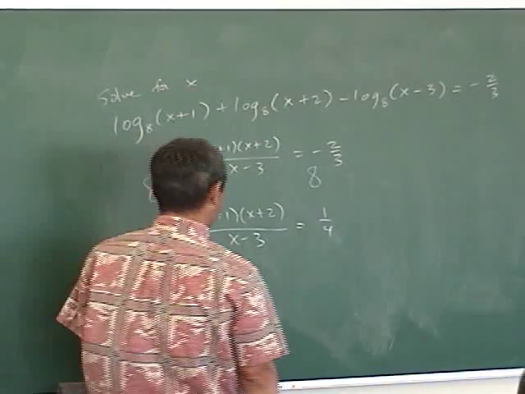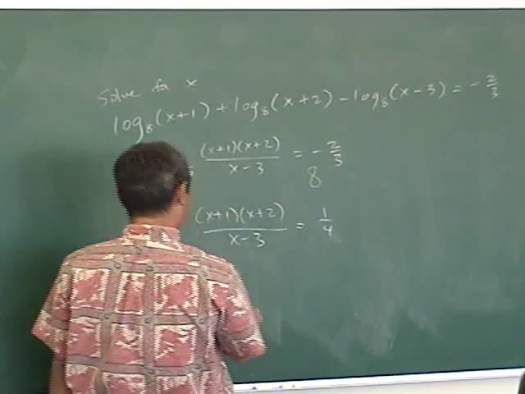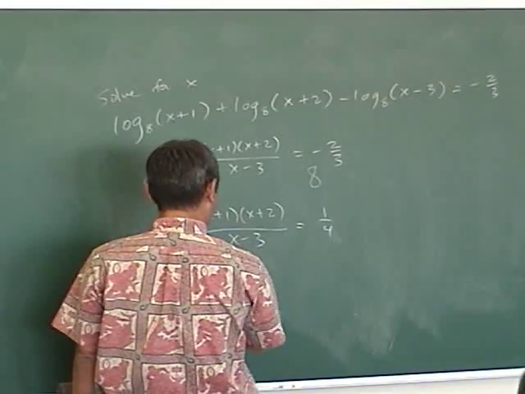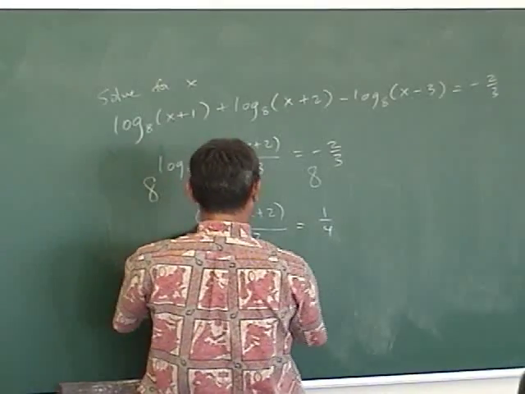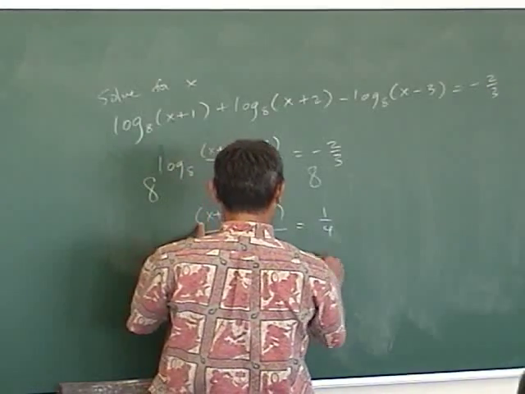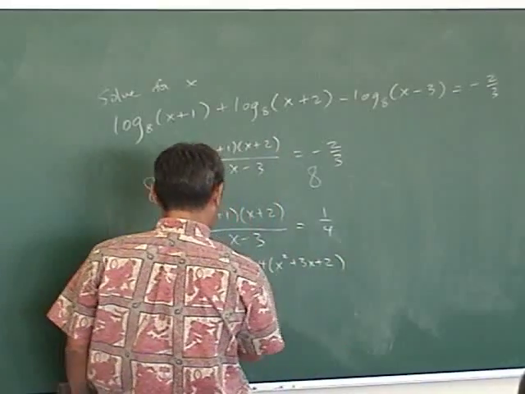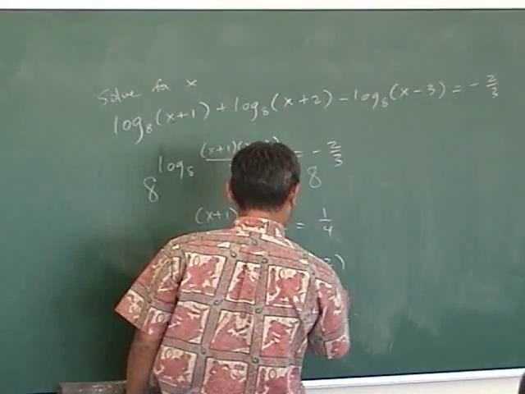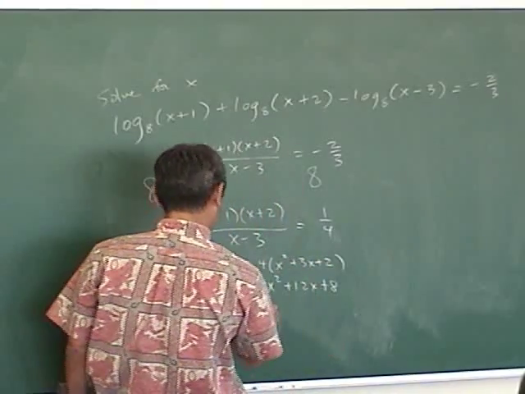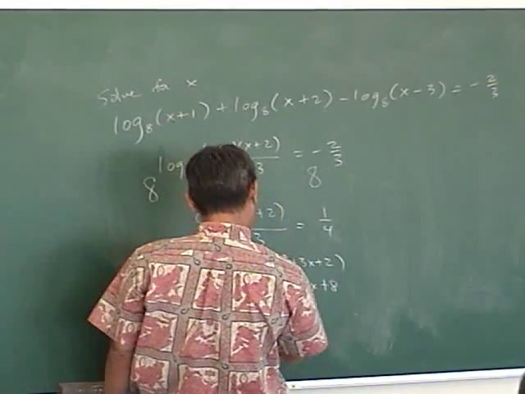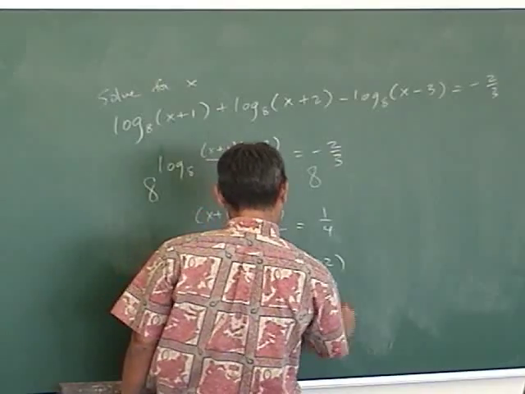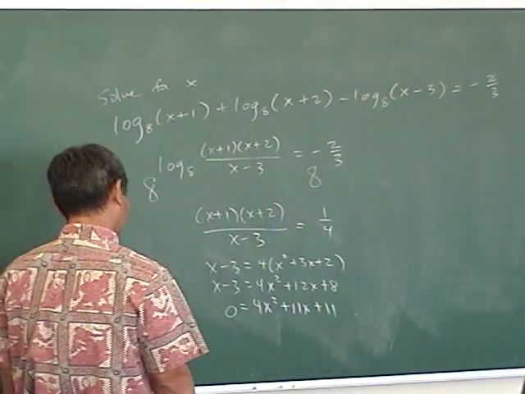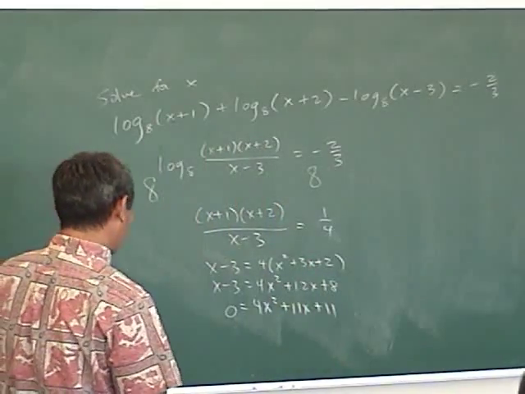Okay, now how do you solve this? Cross multiply. So you have x minus 3 equals 4 times x squared plus 3x plus 2. Distribute the 4, 4x plus 8. It's a quadratic equation, so you make one side 0. So 4x squared plus 11x plus 11. Did I do that correctly? Was that factorable?